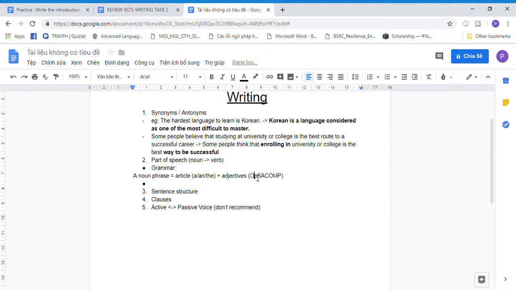So opinion, S stands for size, A stands for age, C stands for color, O stands for origin, M stands for material, P stands for purpose. These. So I'll give you an example later, and then the nouns.